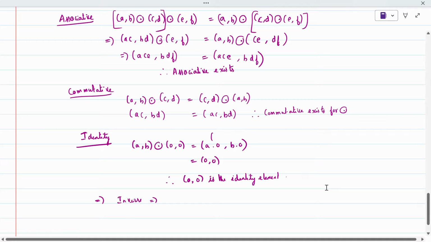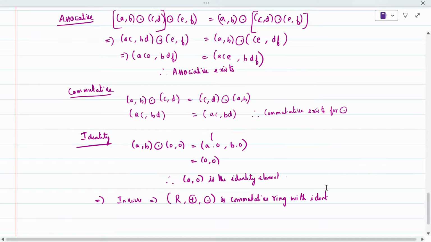So therefore we know that R with plus operation and dot operation is a commutative ring. We have proved only a commutative ring with identity. So completed. Thank you.